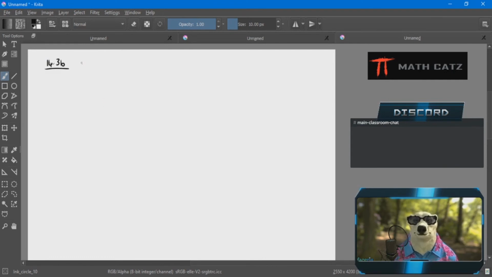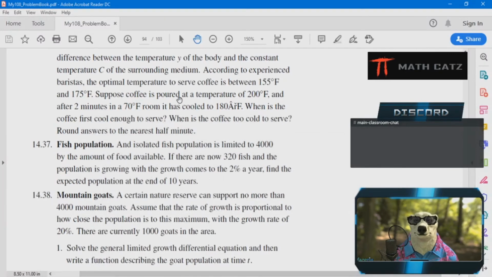So 1436. We're going to, of course, have our function variable represent the temperature at time t. Now, how am I measuring t? Let's just have a look here. Optimal temperature between these two. Okay, sure, that's going to come up later. Coffee is poured, after 2 minutes. So let's count in minutes.